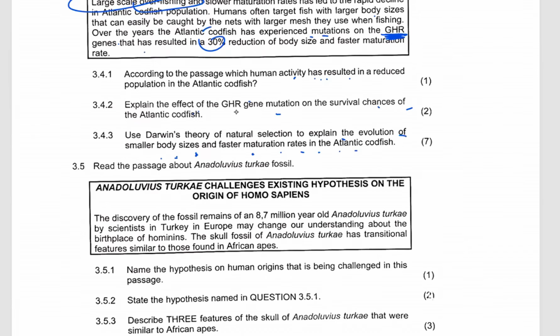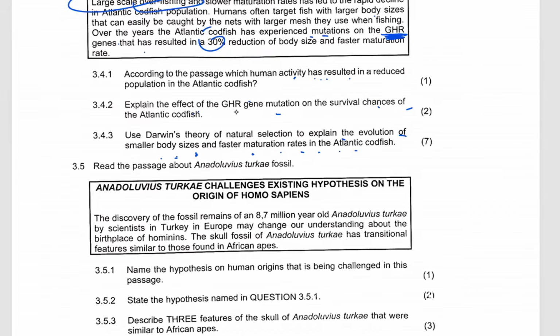Which variation is that? Some had experienced mutation of the GHR gene that resulted in a small body, making them a little bit faster than others, and the others did not have that ability. So that is the variation which we are talking about. When overfishing occurred, that is now the pressure which is being exerted on these fish.